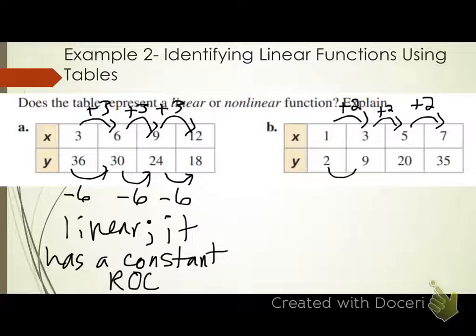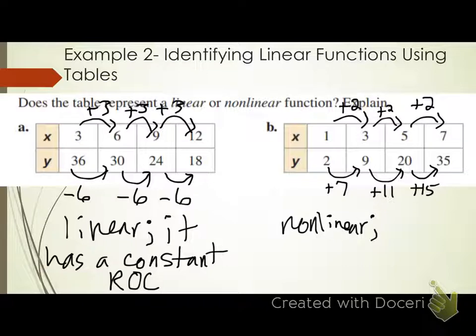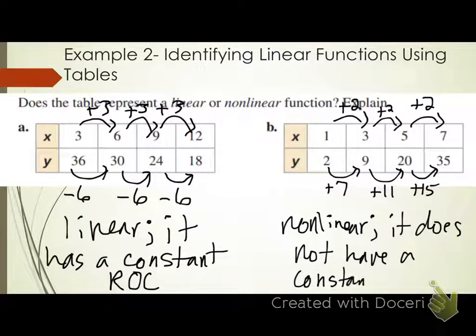What do I do to get from 2 to 9? Add 7. 9 to 20. Add 11. 20 to 35. Are my y values increasing or decreasing at a constant rate? No, they are not. So is this linear or nonlinear? Nonlinear. And then my explanation would be it does not have a constant rate of change. Everyone see that for B?